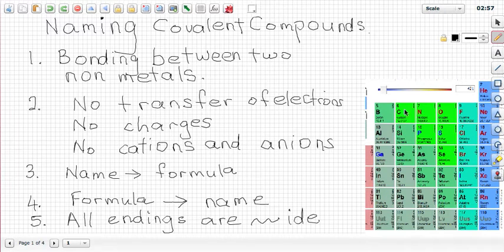So any bonding amongst the nonmetals would be covalent. There is no transfer of electrons. There are no charges. There are no cations or anions. We will learn how to go from name to formula and formula to name. The only thing you really need to remember is that all the endings are in "ide."